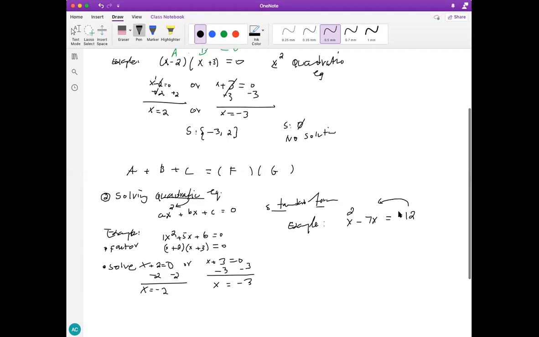And remember, whenever you move something, we change the sign. That's right. It's gonna be positive. Negative 12 moves over and becomes positive 12. Then we have the equal sign. So if you move this to the left side, what's on the right? 0. That's good. So now this is in standard form. Okay, what is the next step?